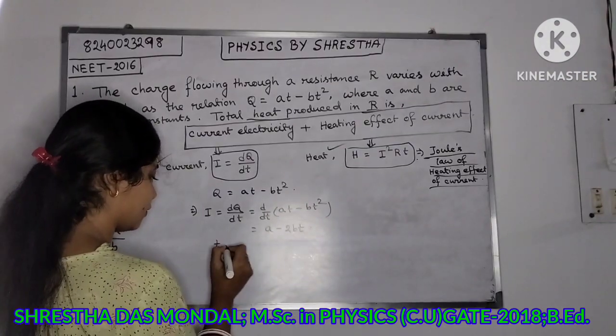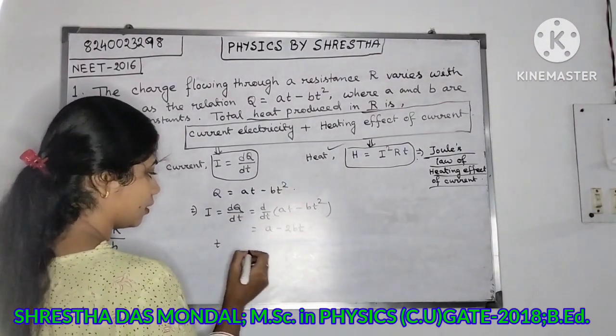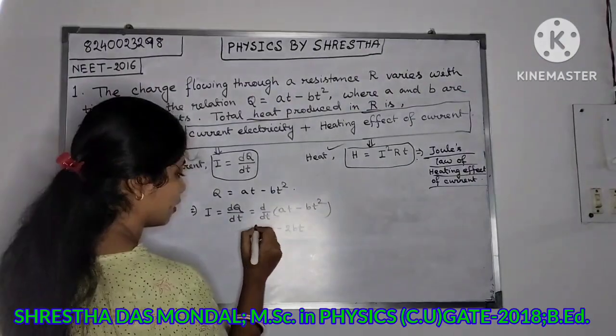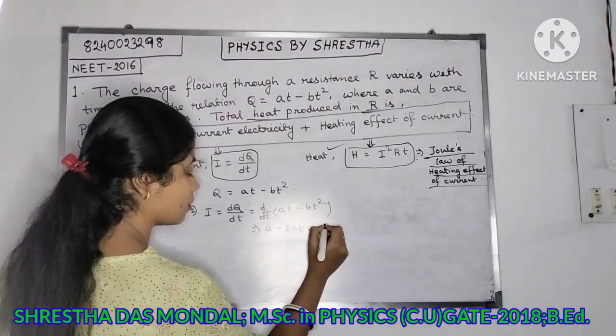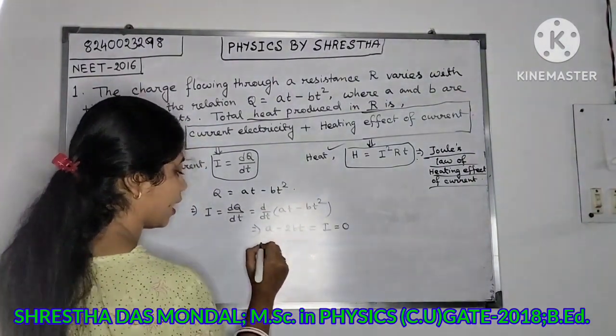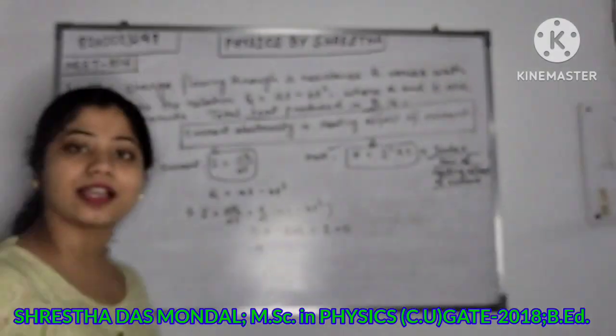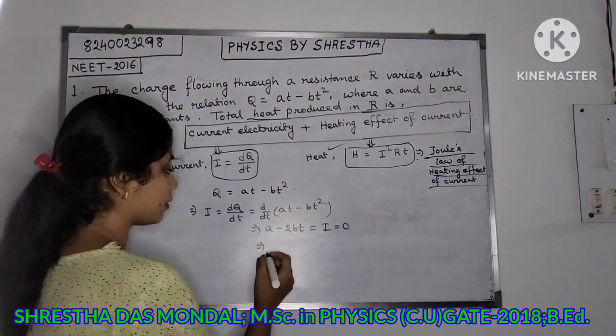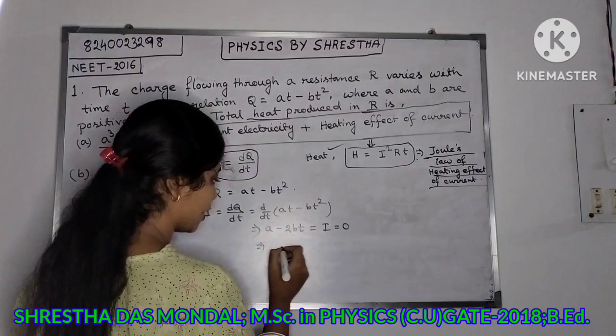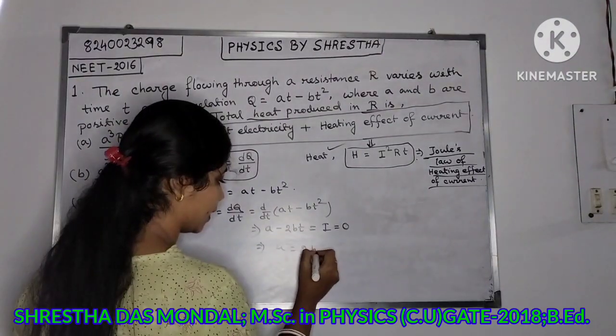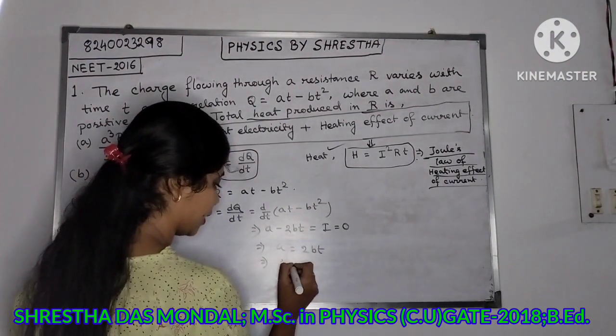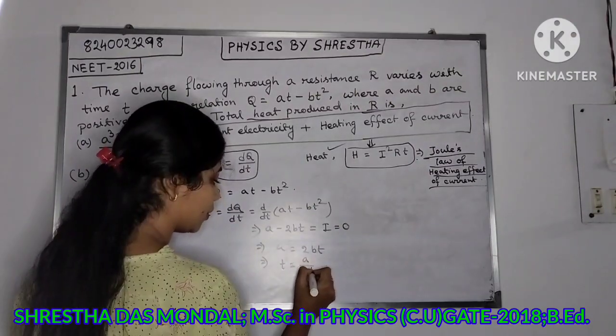Now we have to find the time for which current is flowing. So for this reason we put I = 0, that is the time until the current passes through the conductor. So we have a = 2bt, and here we have t = a/2b.